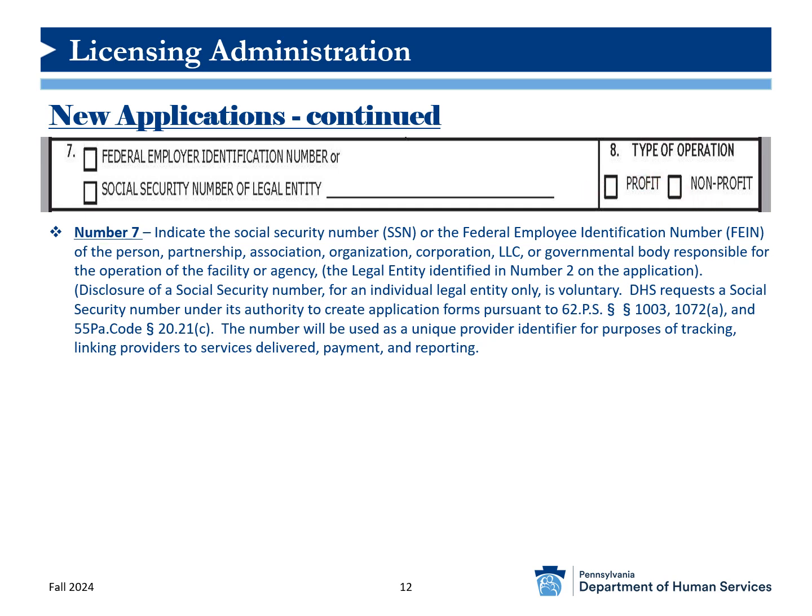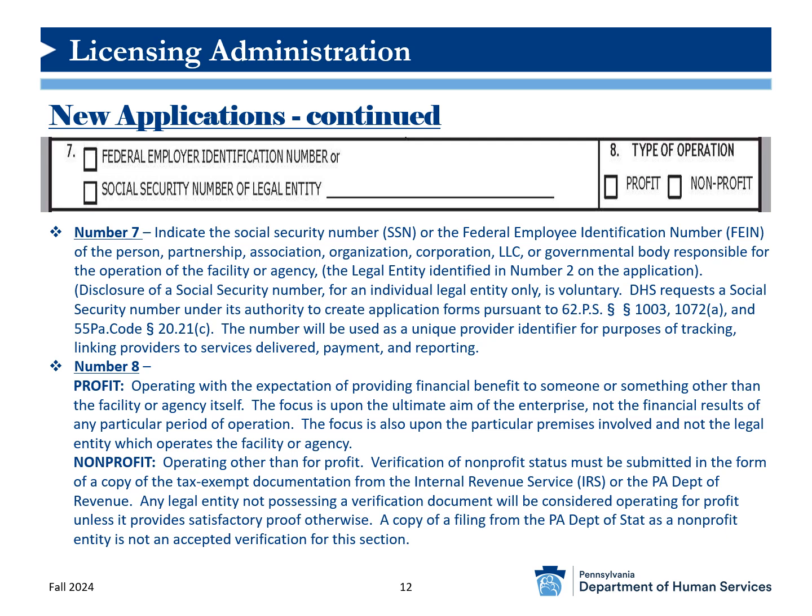Number 8 is for the type of operation. So if you are nonprofit, then we request verification, which can be either something stating you're nonprofit from the Internal Revenue Service or the IRS, or we also will accept something from the Pennsylvania Department of Revenue. If we do not have that verification, then the operation will be considered for profit.